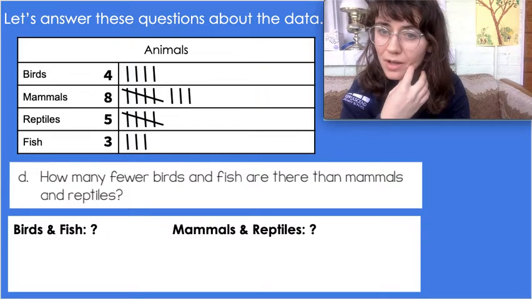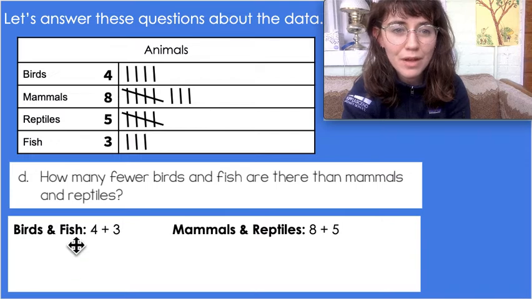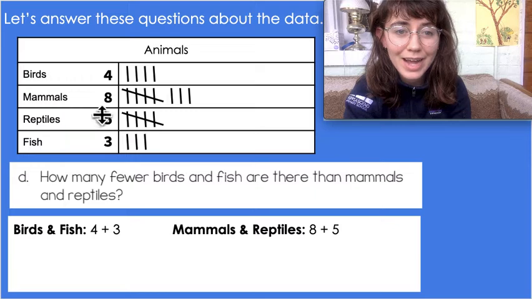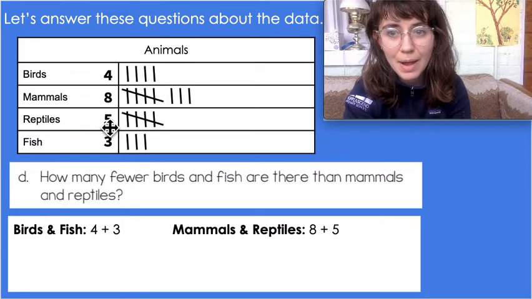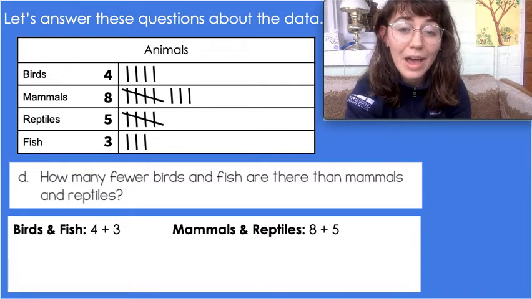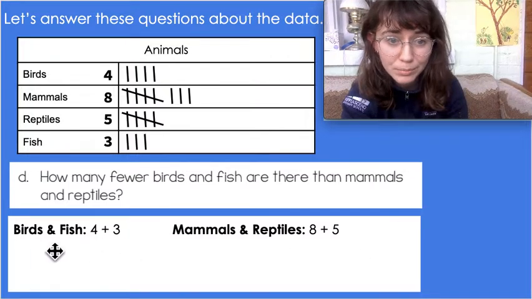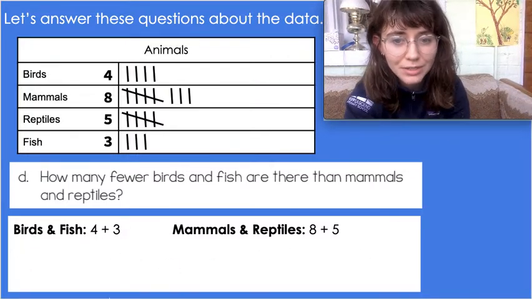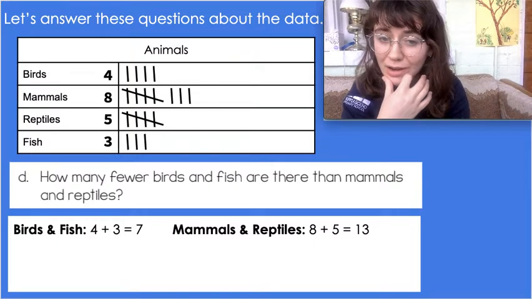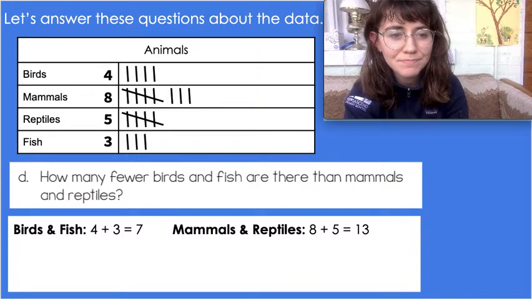Now, once you're done with that, check your work. I got 4 birds, 3 fish, so it's 4 plus 3. And then I got 8 mammals, 5 reptiles, so that's 8 plus 5. Now that you have your number sentences, go ahead and find the total for each group. So the total number of birds and fish and the total number of mammals and reptiles. So we're adding together those numbers. So I got 7 for my birds and fish and 13 for my mammals and reptiles.